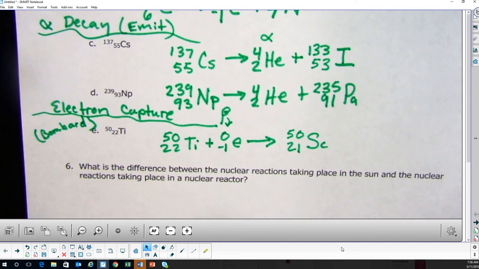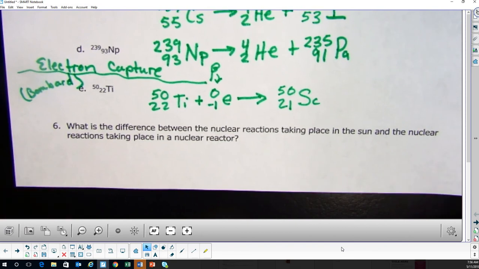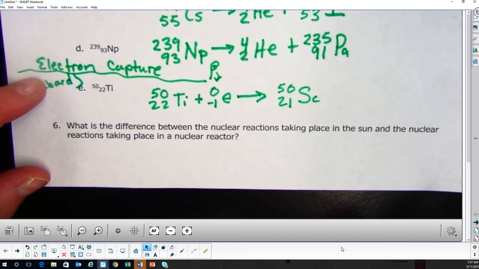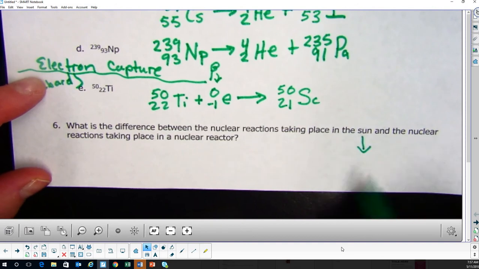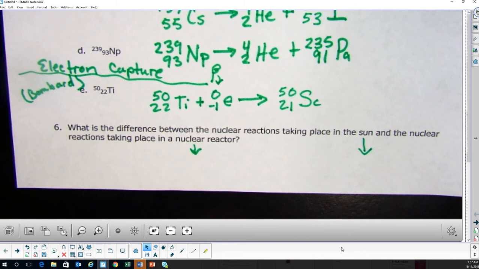All right, so what's the difference between nuclear reactions taking place in the sun and nuclear reactions taking place in a nuclear reactor? Sun is safe enough to a point. So what kind is happening in the sun and what's happening in the nuclear reactor? Different kinds of reactions. What's happening in the sun? So which one's which?